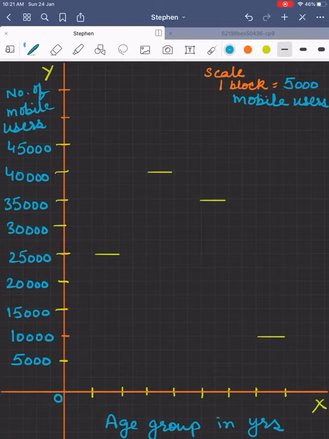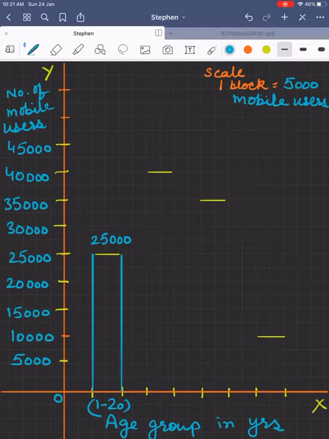Now we draw bars of equal width with equal gaps between the two. So before drawing the bar, in the beginning we leave one block, and then for the age group of 1 to 20 years, we take the height of the rectangle up to 25,000, as there are 25,000 mobile users. So we write here 25,000.